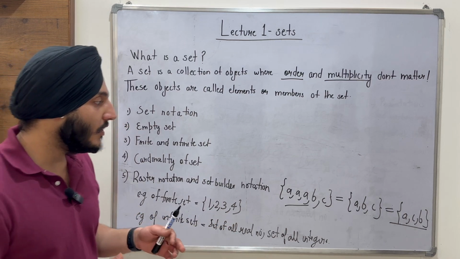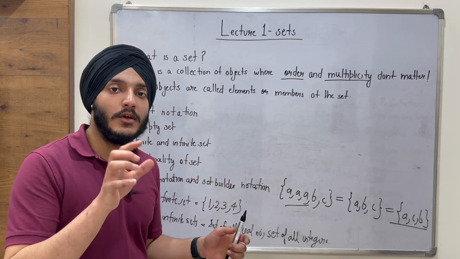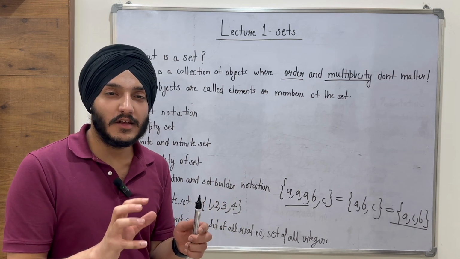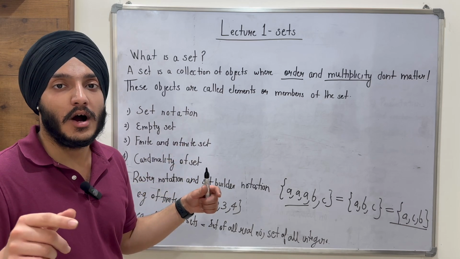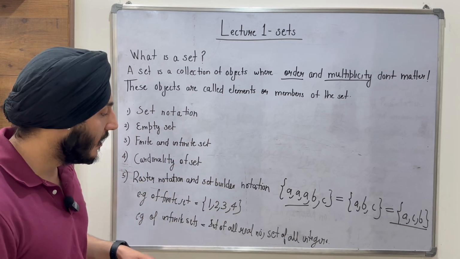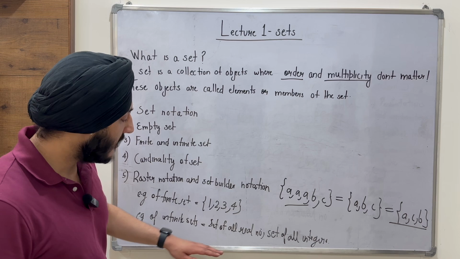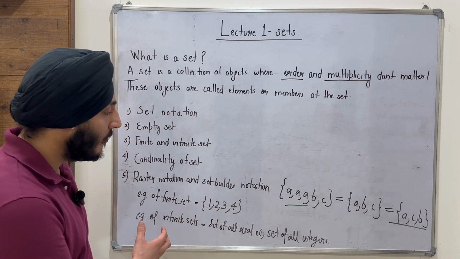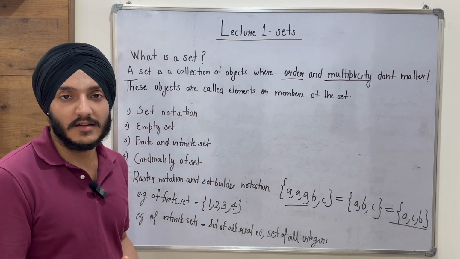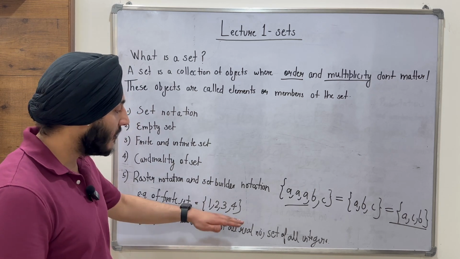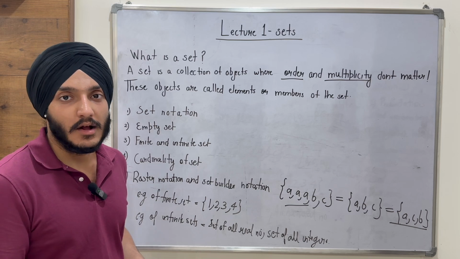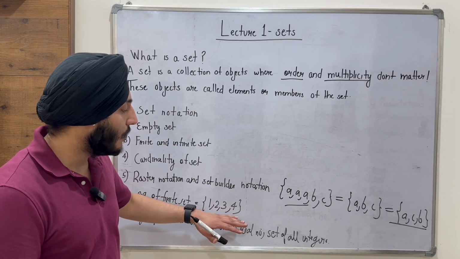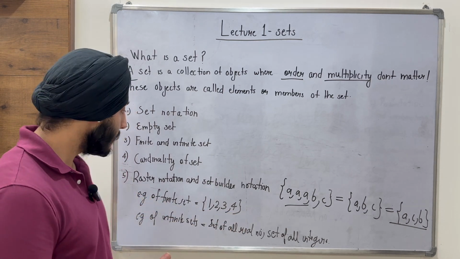So basically, we know that they have the curly braces, and we know there's a collection of objects in it, but we just don't know where it ends on either side of the set, right? So we have infinite sets. We will go deeper into infinite sets as well. And finite sets are very simple, just finite sets, right? They don't really have an infinite number of elements. We can count whatever we have inside it.